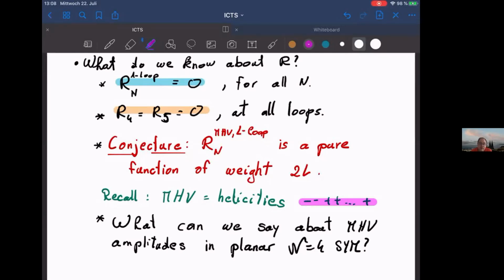Why two negative helicities and the rest plus? Why not all plus? Well, you can show that in the supersymmetric theory, and N=4 super Yang-Mills is supersymmetric, the case of all plus or one minus and the rest plus vanish. So the first case that is non-vanishing is two minuses and the rest plus. So it's the simplest possible helicity configuration. And those are conjectured to be pure functions of weight 2L.